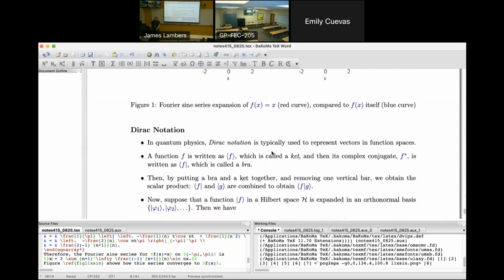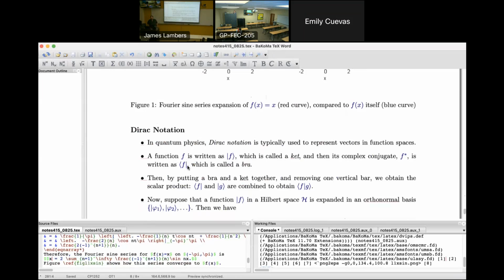Here's something that's from mathematical physics. Dirac notation. So it's a way of representing vectors in function spaces. So a way to describe a function in Dirac notation is using part of the scalar product notation. You have a vertical bar on the left and then a right angle bracket to the right. So it's like half of a scalar product. But the complex conjugate is written as the other half of a scalar product. So you have a left angle bracket to its left, vertical bar to its right.